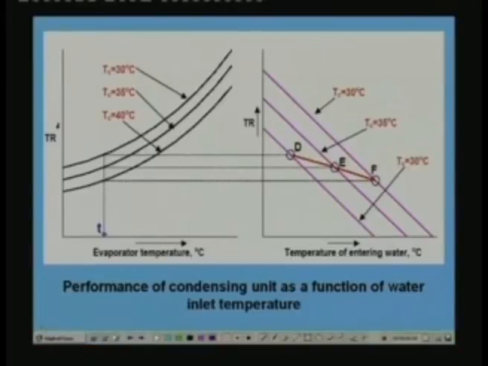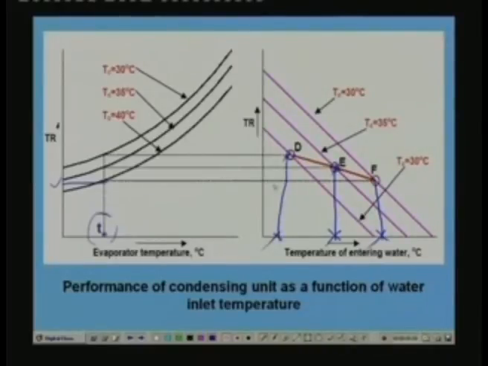So, you can get very useful information from this one. For example, let us say that you know this one, and you also know the condensing temperature. The first information that you can get is what is the capacity. Second thing is what should be the required water inlet temperature. For example, for 40 degree centigrade, this has to be the condenser water inlet temperature, and for 35 degree centigrade, this has to be the condenser water inlet temperature. Similarly, for 30 degree centigrade, this has to be the condenser water inlet temperature.